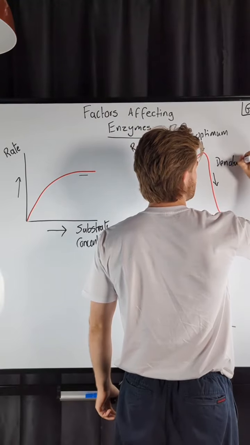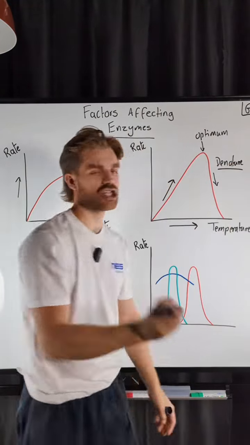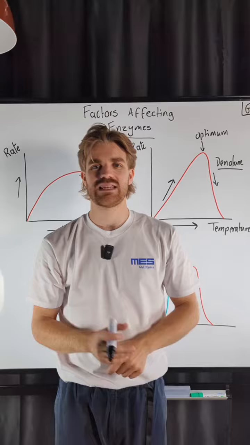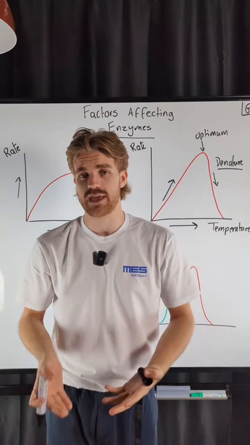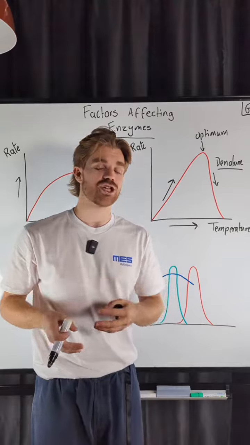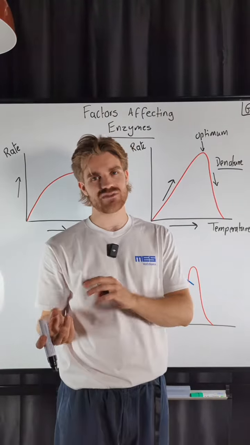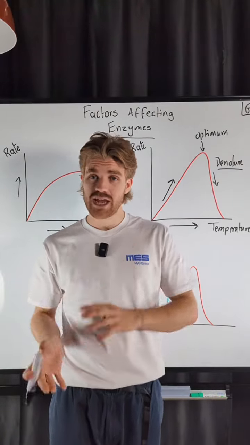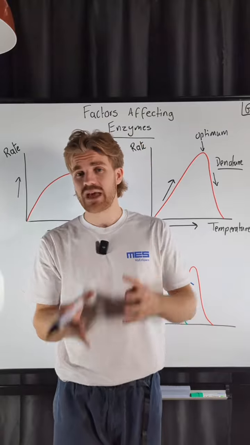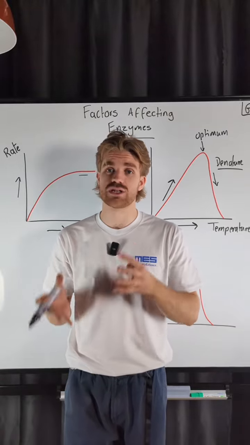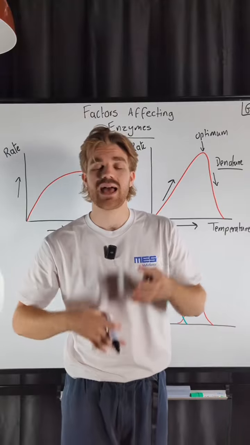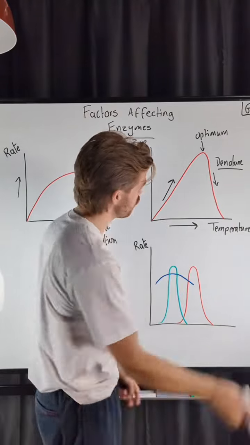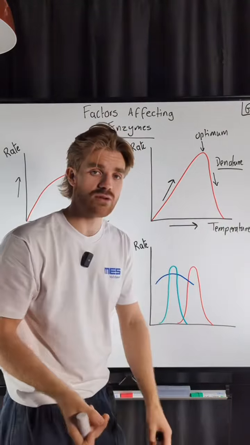Now, it's really important that we use this word denature in our exams. You don't want to be saying that the enzyme has been killed or that the enzyme has died. Enzymes aren't living things. We say that it has denatured, and that means that the shape of the active site has changed. And if the shape of the active site has changed, that means that it is no longer complementary to the substrate, and so won't be able to bind to the substrate and therefore break it down. And so the rate decreases down to 0.